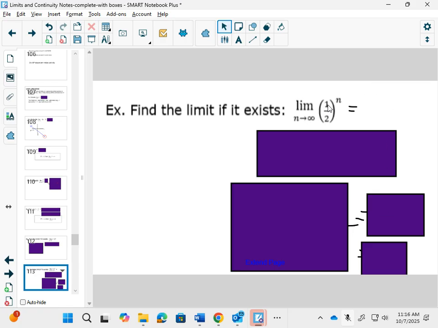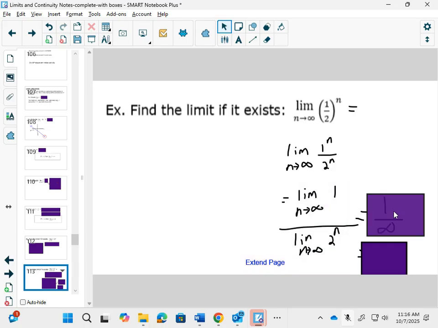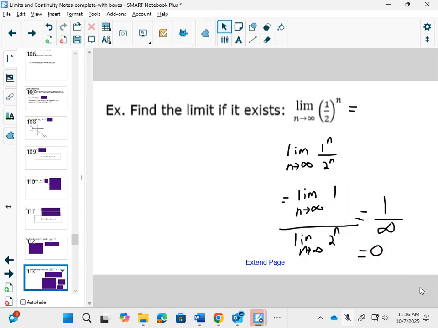Limit as n goes to infinity of 1/2 to the n. Well, we can think about exponent rules. This is like 1 to the n on the top and 2 to the n on the bottom. What does 1 to the n go to? 1. And 2 to the n goes to huge. I don't know if that's a number. 2 to the n gets bigger and bigger and bigger. So does it make sense that this will be 0?